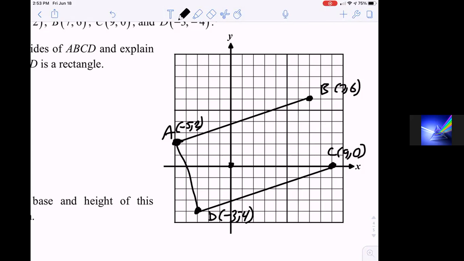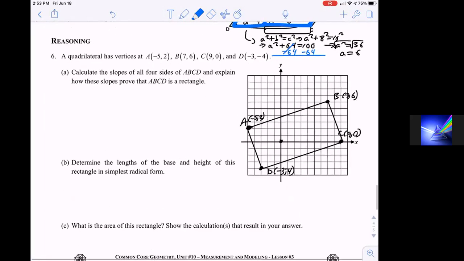Okay, and I kind of gave it away. It says quadrilateral, but I kind of gave it away that it's a parallelogram. Indeed, it certainly looks like a parallelogram. In fact, it looks like a rectangle. And that's what we're going to do in part A: calculate the slope of all 4 sides of ABCD and explain how the slopes prove that ABCD is a rectangle.